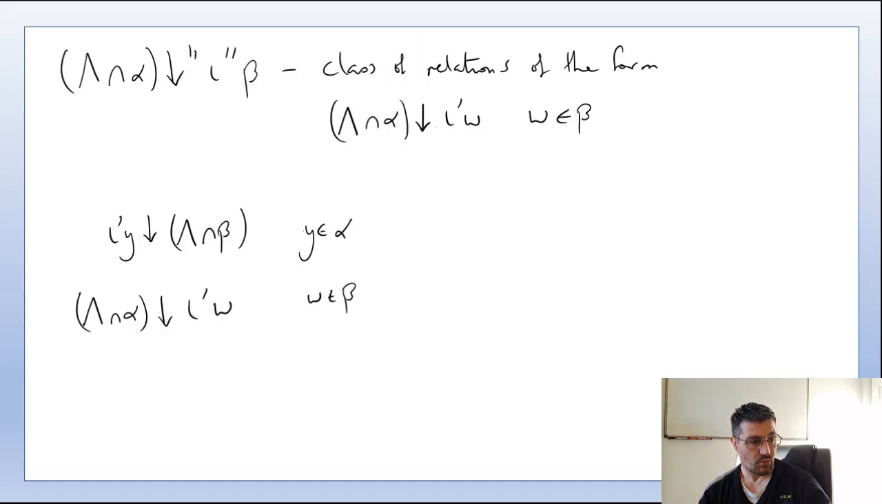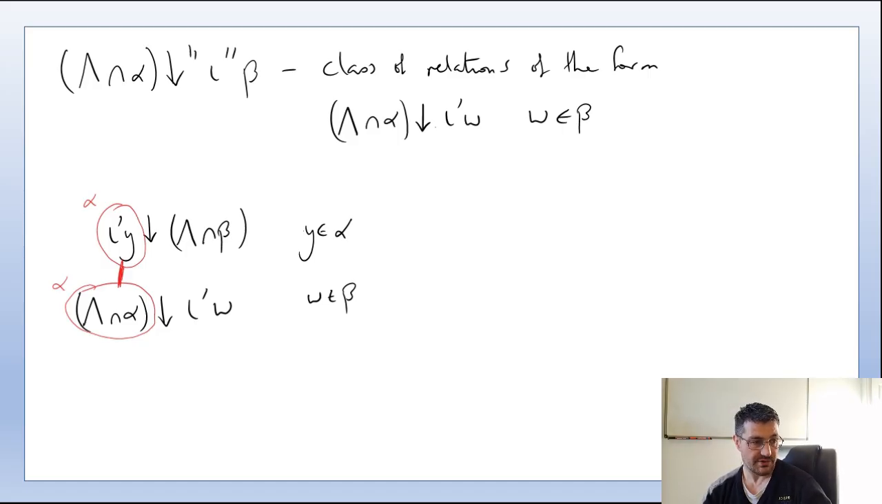So, okay, y is a member of alpha. That means that any class that contains y as a member must be of the same type as alpha. In particular, the unit class of y, sorry, is going to be of the same type as alpha. Lambda logical product alpha, as we've already seen, forces this lambda to be of the same type as alpha. It's a null class, but it's of the same type as alpha. So we've got agreement there with these relations.